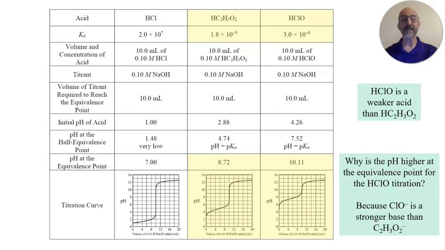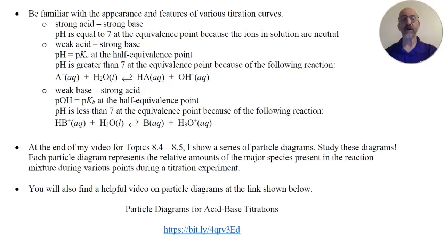My next piece of advice is be familiar with the appearance and features of various titration curves. Strong acid, strong base, the pH is equal to 7 at the equivalence point because the ions in the solution are neutral at the equivalence point. Weak acid, strong base, the pH equals the pKa at the half equivalence point, and then at the equivalence point, the pH is greater than 7.